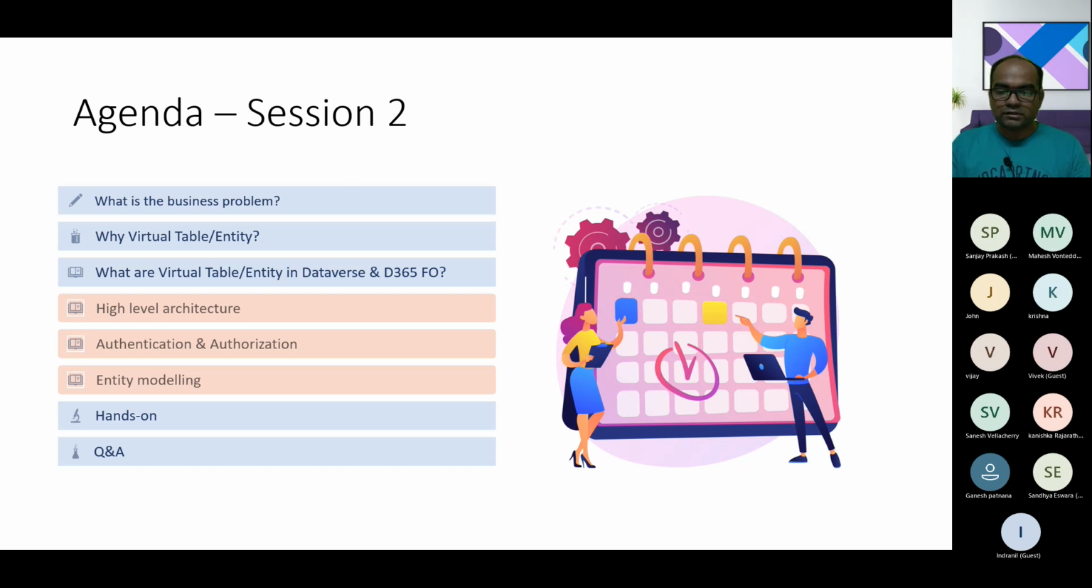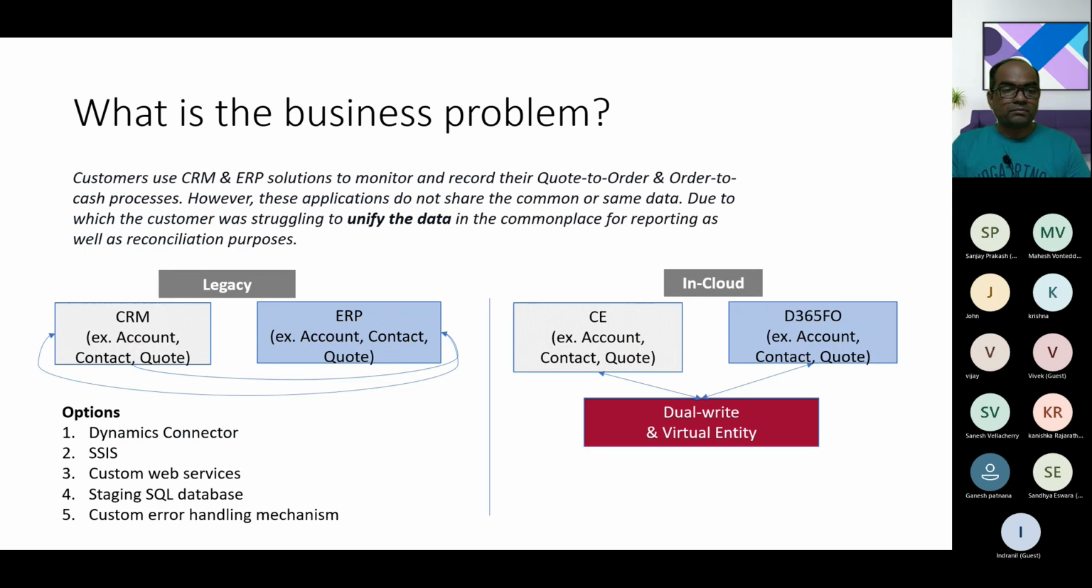Okay, so let us quickly move on to the next slide, which is the problem statement. The problem statement was pretty clear to the customers who are living in a world of customer engagement or CRM, or maybe for that matter ERP. However, they were struggling to understand how the common data will work together, how that unification of the business process works together. In the previous legacy world, you might have seen that a couple of options were available using SSIS or some sort of web services model.